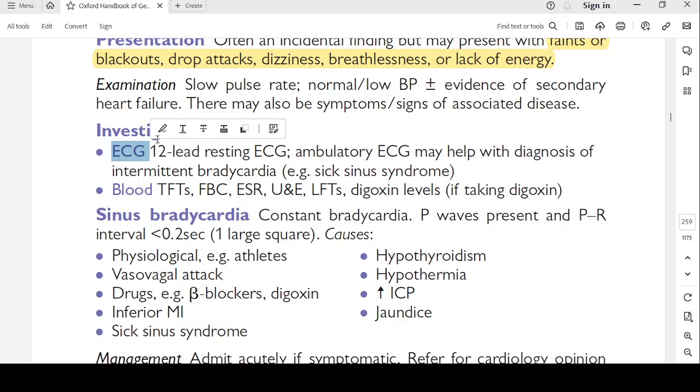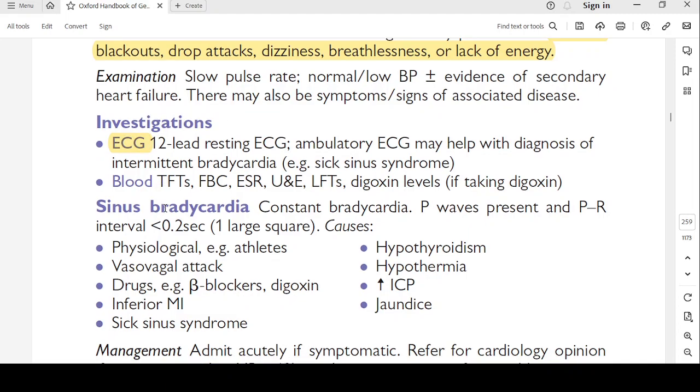Investigations. For bradycardia, you do an ECG, a 12-lead resting ECG. Ambulatory ECG may help with diagnosis of intermittent bradycardia, for example sick sinus syndrome.